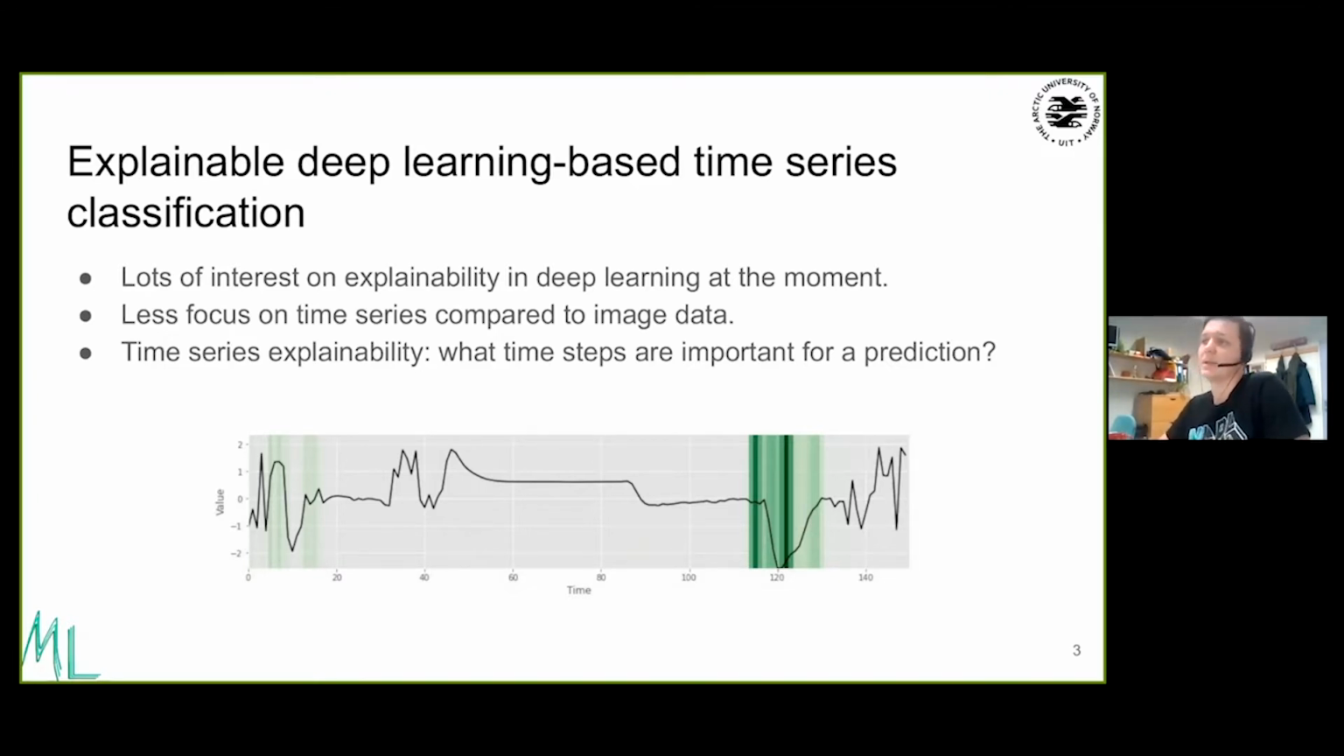Here I've trained a deep learning model to classify some time series, and this is a synthetic data set. There are 3 classes, and one of the classes is characterized by having this significant dip at either the start or the end of the time series. What you can see here is that at around time step 120, you have this significant dip, and this is highlighted as the relevant part of the time series for making a prediction. So this is what we mean about explainability for time series classification.